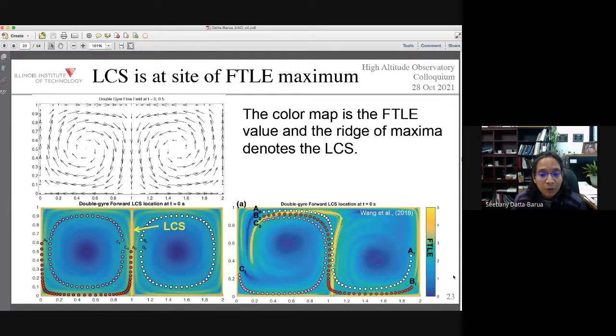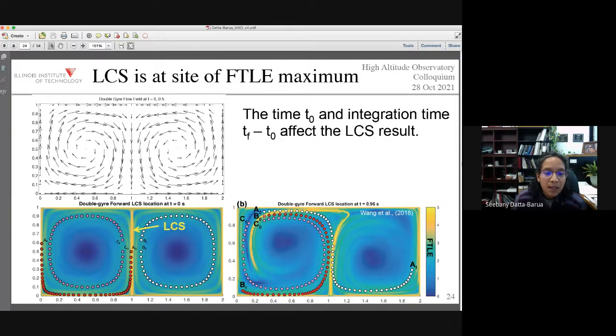But if you choose a different starting integration time, then even if you initialize A naught, B naught, and C naught at the same locations as with the previous plot, in this scenario, the LCS location has changed ever so slightly, and A naught ends up going to the right, and B naught and C naught end up over on the left. So the time T naught and the integration time from T naught to T final affect where the LCS is going to be.